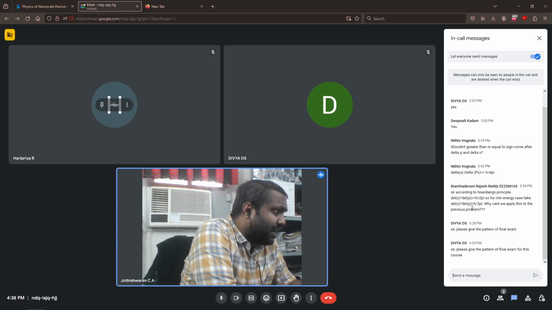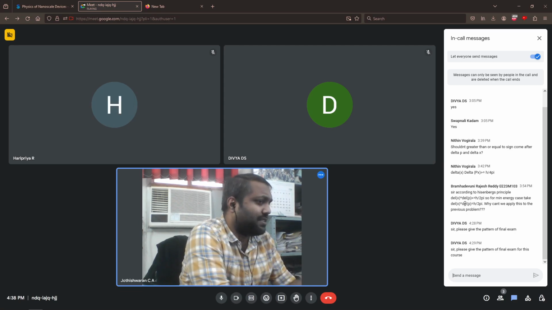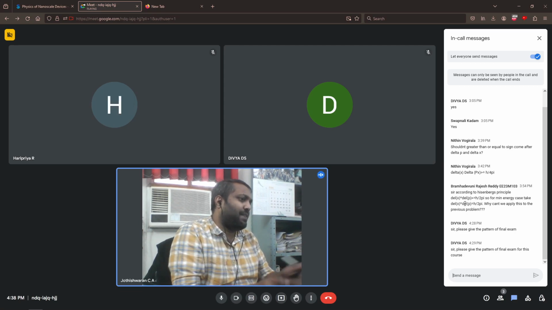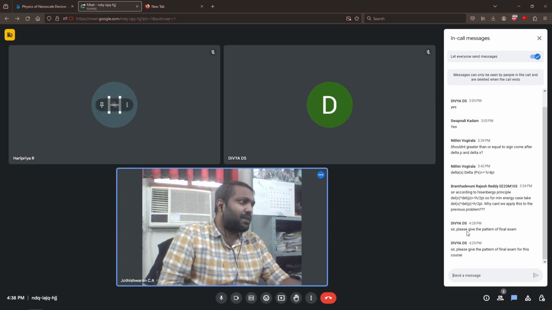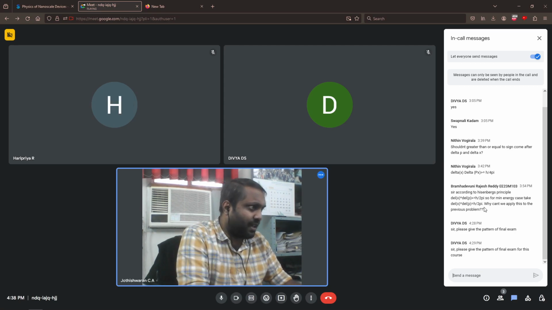So this question from Rajesh Reddy is essentially what I've done. I've taken the value of delta x, and then I've just taken the limiting case, set it to be equal, and solved the problem. So that is what was done in that derivation. Whatever was suggested here is what happened there.